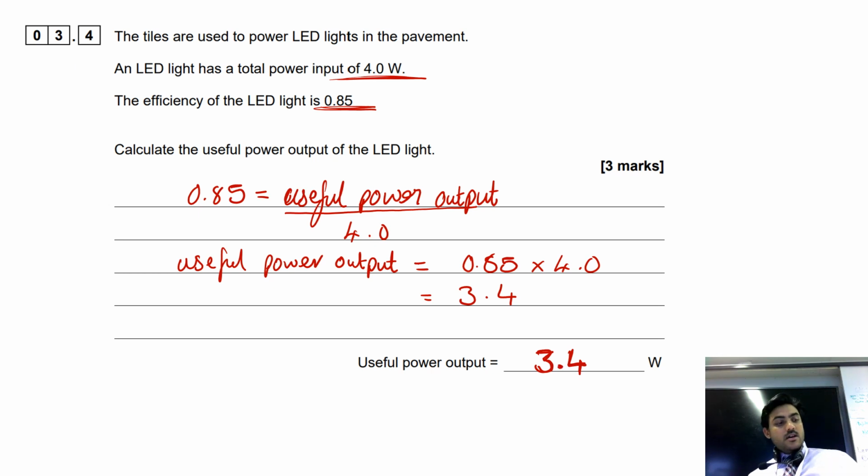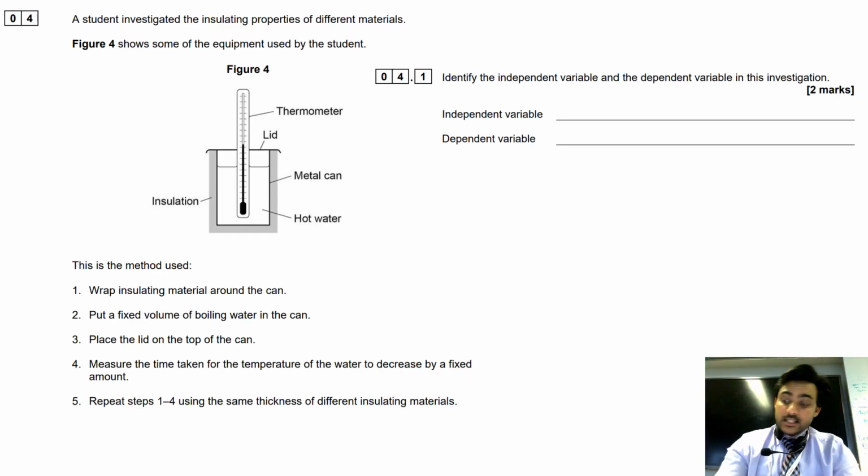Alright. A student investigated the insulating properties of different materials. Figure 4 shows some of the equipment used by the student. What are the equipment used? They used a thermometer, they used a lid, they used a metal can with hot water inside, and that was the temperature they were measuring. They were measuring the temperature of the water inside, and they used insulation around it.